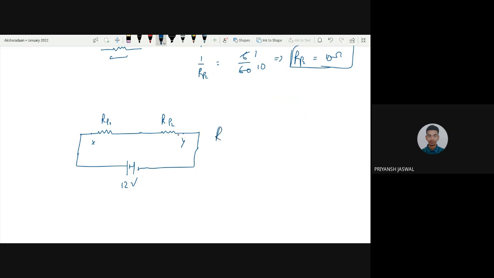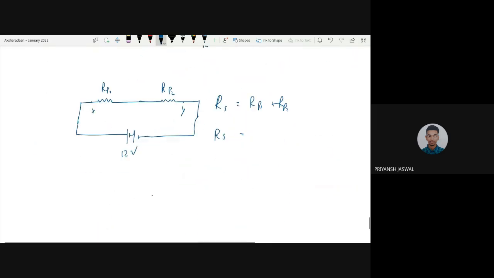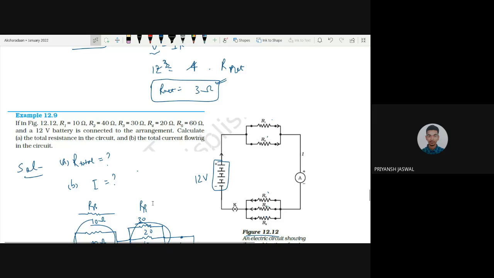So now the total resistance will become Rp1 plus Rp2. So Rs becomes, Rp1 is 8 ohm, Rp2 is 10 ohm. Comes out to be 18 ohm. This is the total resistance.